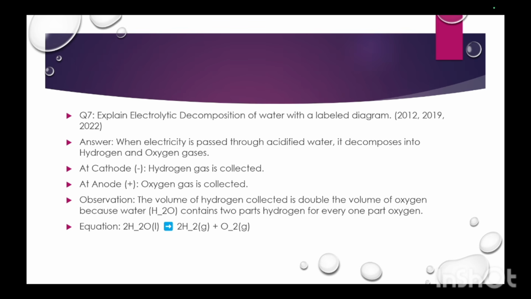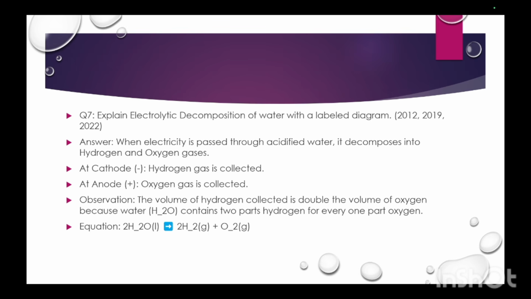Next question: Explain the electrolytic decomposition of water with a labelled diagram. This is also a repeated question, from 2012, 19 and 22. When electricity is passed through acidified water, which I have already explained, it decomposes into hydrogen and oxygen gases. Acidified water is water in which a few drops of acid are put. Remember, there are two electrodes: one is a cathode, another is an anode.